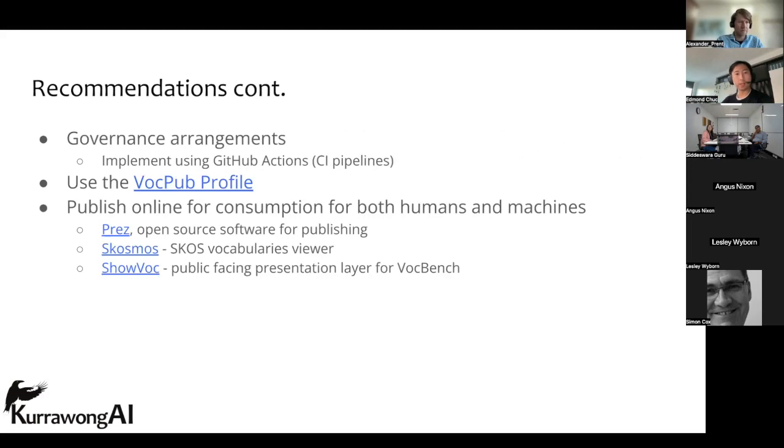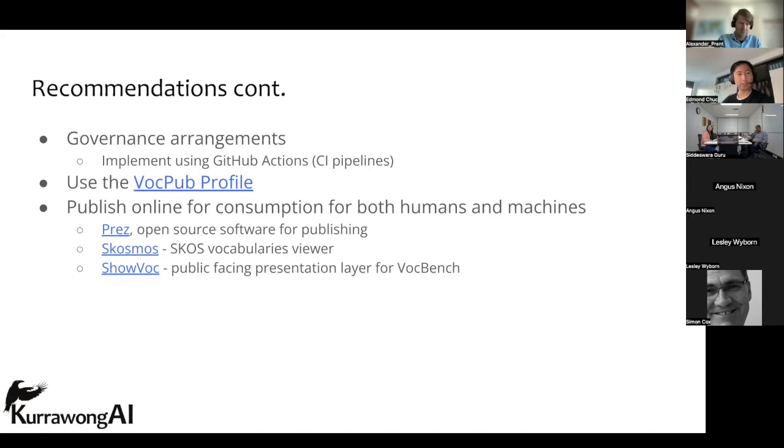Set up governance arrangements, so things like that pull request workflow, having tests run, having things checked, having reviewers, all that kind of thing. Have those set up and then implemented using some technical solution such as GitHub Actions, so basically you have things set up and then you try to automate most of your work away.